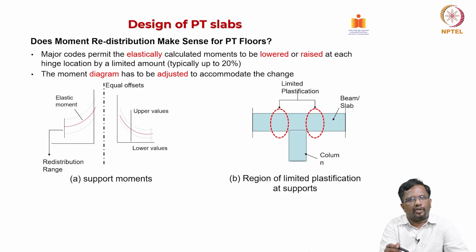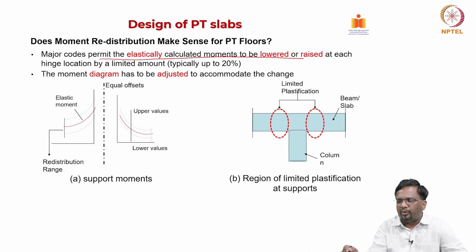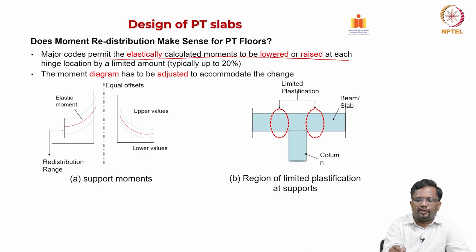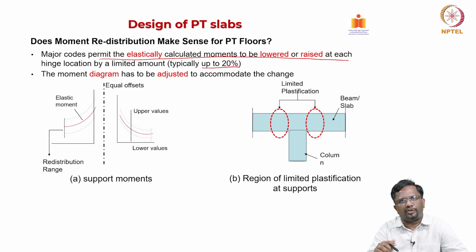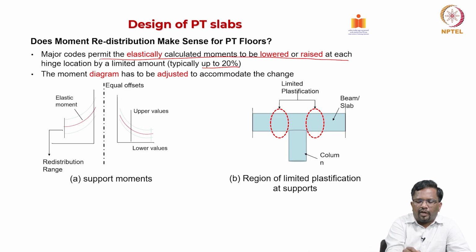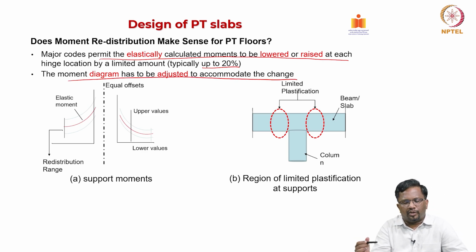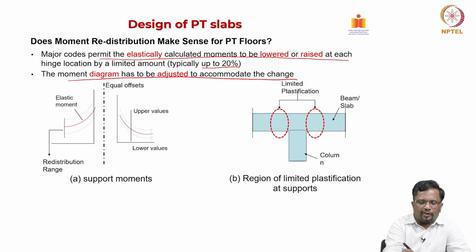Most of the codes, including ACI, permit elastically calculated moments to be lowered or raised at each hinge location by up to 20%. So, either again I reduce or I can increase it by about 20%. Then the moment diagram has to be adjusted to accommodate the change, right. So, this is your elastic moment, either it can go up or it can go down by 20%. That is what we are saying.